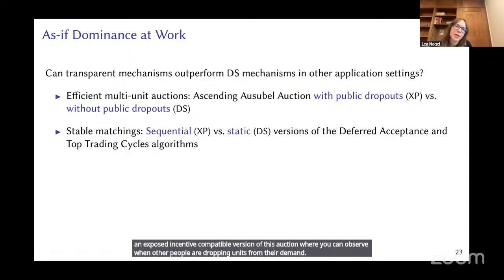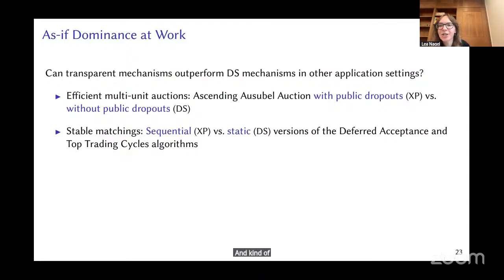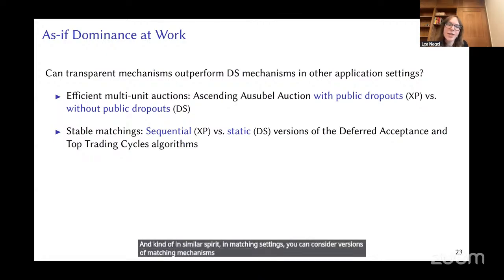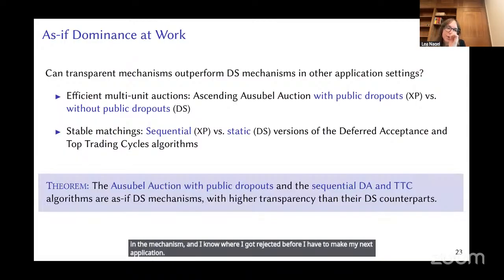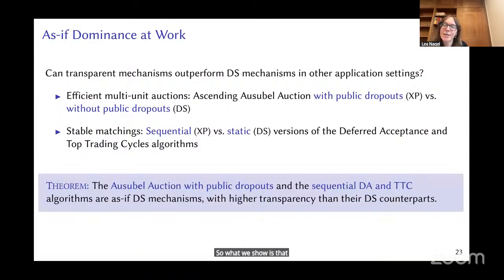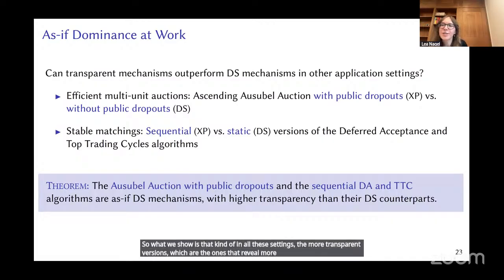Okay, and in similar spirit, in matching settings, you can consider versions of matching mechanisms that are static versus those where we actively take part in the mechanism and I know where I got rejected before I have to make my next application. So what we show is that in all these settings, the more transparent versions, which are the ones that reveal more information, are still as-if dominant strategy mechanisms.